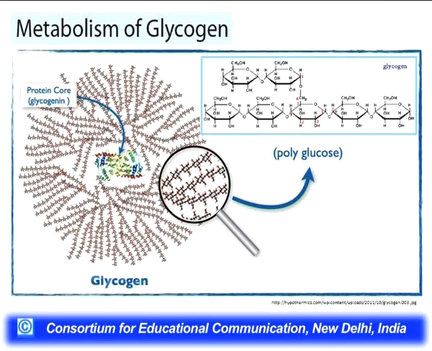Subsequently, there are also branchings, and these branches are because of the addition of glucose monomers to the existing linear chain with the help of alpha 1,6 linkages. And if we see the structure of glycogen, we can see a tree-like structure, and in the center there is a protein core which is called glycogenin.